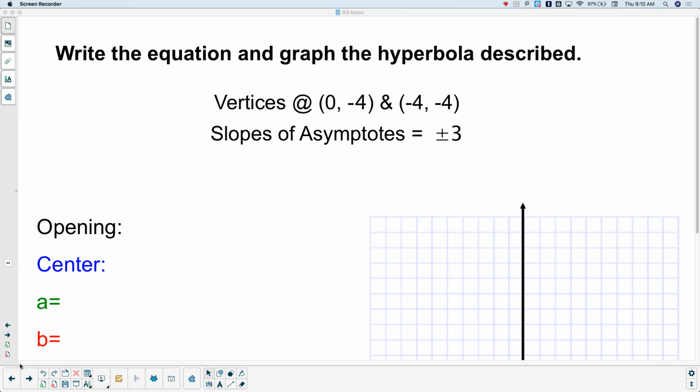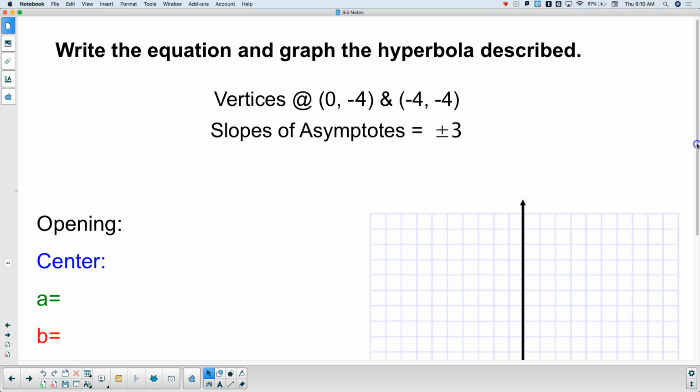Okay? So, I give you this scenario, that the vertices of this hyperbola are at (0, -4) and (-4, -4). I also give you the fact that the slopes of the asymptotes are plus and minus 3. That's the only information that I'm going to give you. And the question that I'm going to ask you is, 1, write the equation of that hyperbola, and 2, I want you to graph said hyperbola. So that's what we're given today.